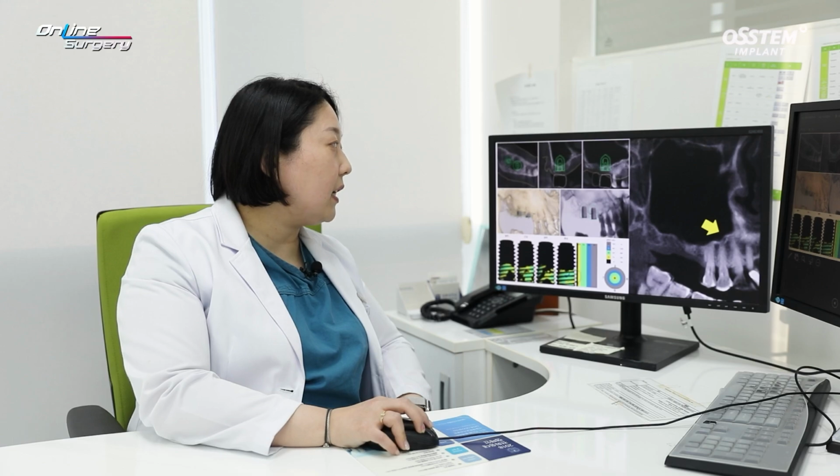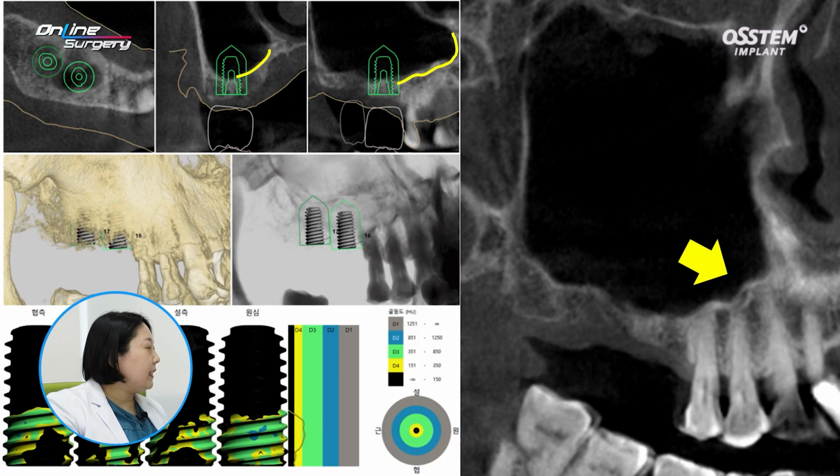Sinus grafting using lateral approach. The most important thing is that the membrane should remain intact without a hole while being detached and lifted. Lifting may not work very well in the inside, indicated with an arrow on the right-hand side. Patient should be in a supine position.